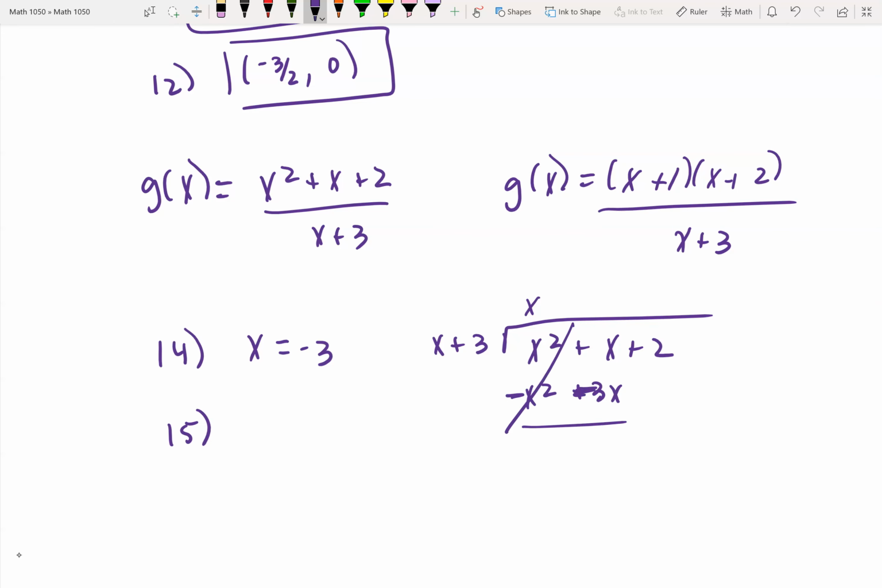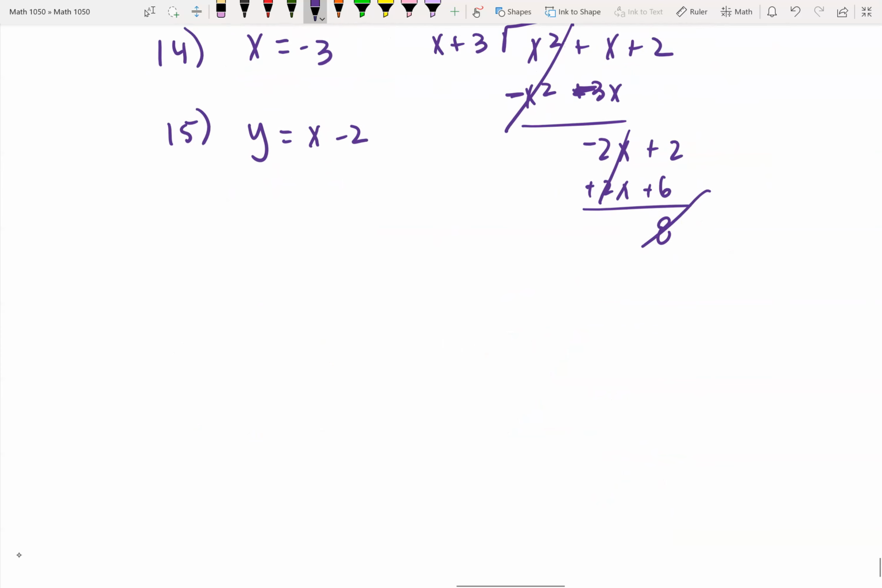Change my signs. Those cancel. Negative 2x, and bring down the 2. What do I multiply by x to get a negative 2x? That's a negative 2. Distribute negative 2x minus 6. Change my signs. Those cancel. I get an 8. That's the remainder, and I throw it out. And so I get y equals x minus 2.